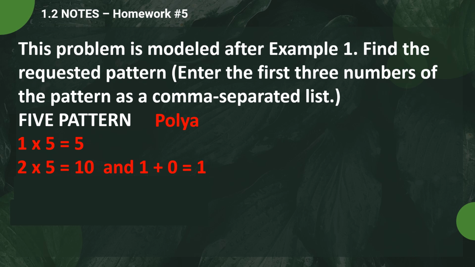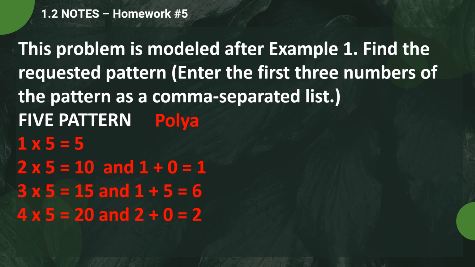Now we go 3 times 5. 3 times 5 is 15. So then I'm going to say 1 plus 5. 1 plus 5 is 6. Can you tell me what the next pattern would be? It would be 4 times 5. If it was 4 times 5, then what would it look like next? 4 times 5 is 20, and then 2 plus 0 is 2.